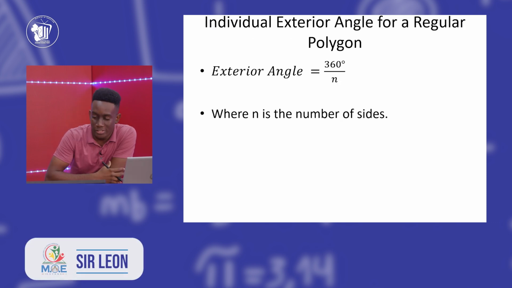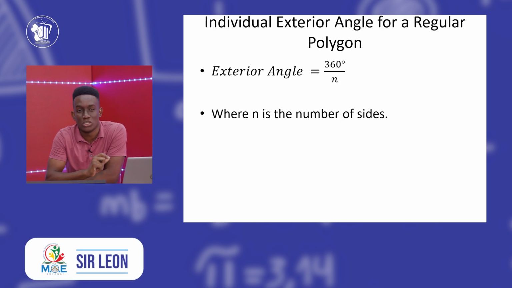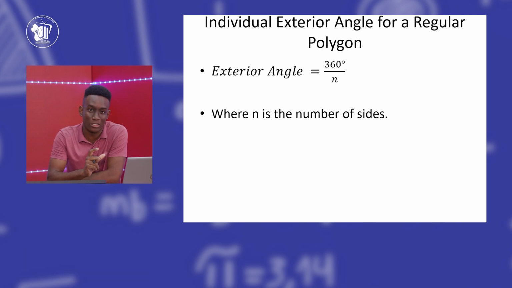Since we know the sum of the external angles will be 360 degrees, let's say we are dealing with a regular polygon. If you want to find the value of one of the angles, it will simply be 360 divided by n, where n is the number of sides. That is why we can find the size of one angle by dividing by the number of sides, because in a regular polygon, all of the angles are the same.